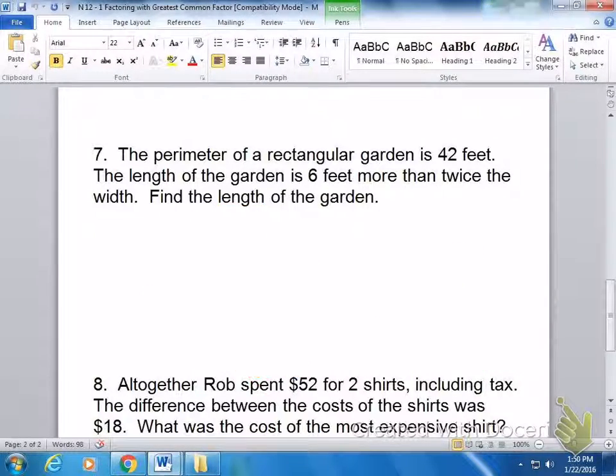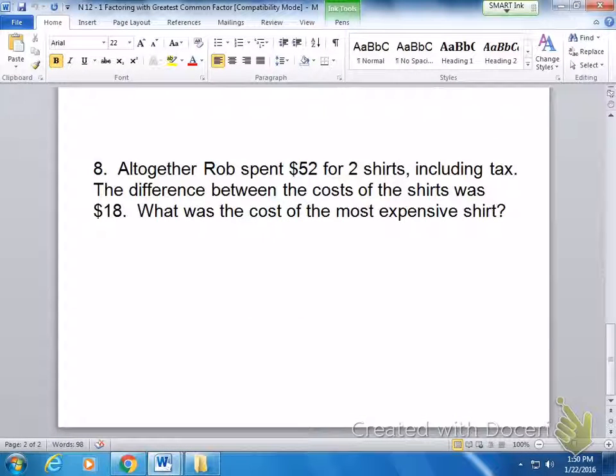Let's go to the last one. Altogether, Rob spent $52 on 2 shirts, including tax. The difference between the costs of the shirts was $18. What's the cost of the most expensive shirt? So I'm going to do this. I'm going to say that S is my expensive shirt. And I'm going to say that T is my cheap one.